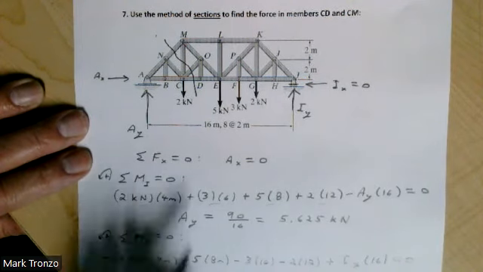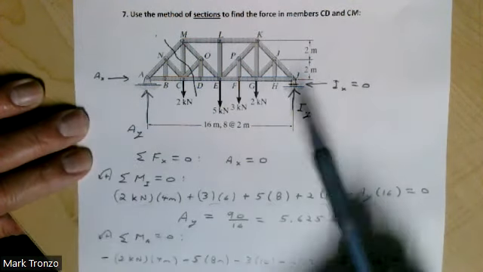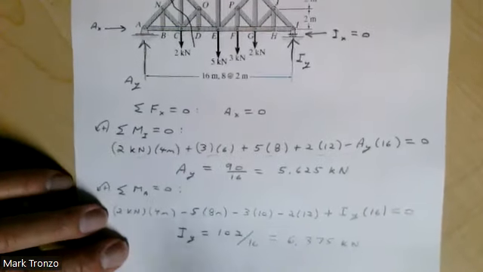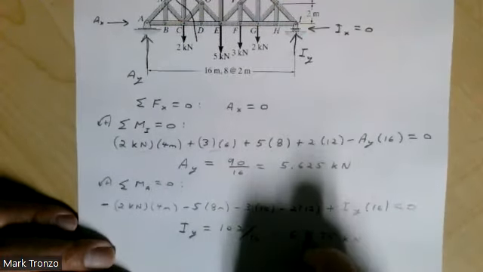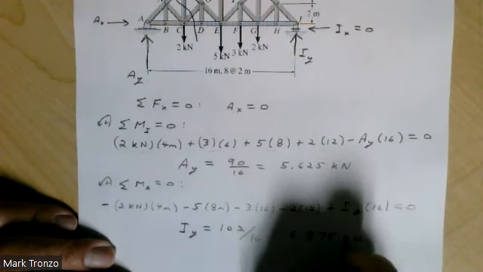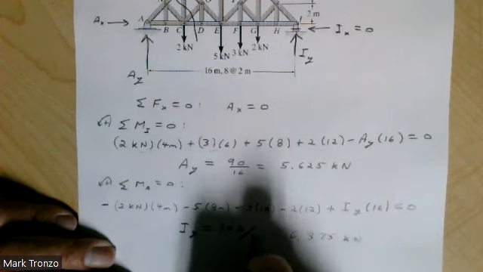Then I sum the moments about A to get IY. So again, I went through that kind of quickly. Just go ahead and stop the video if you need to look at my numbers here.